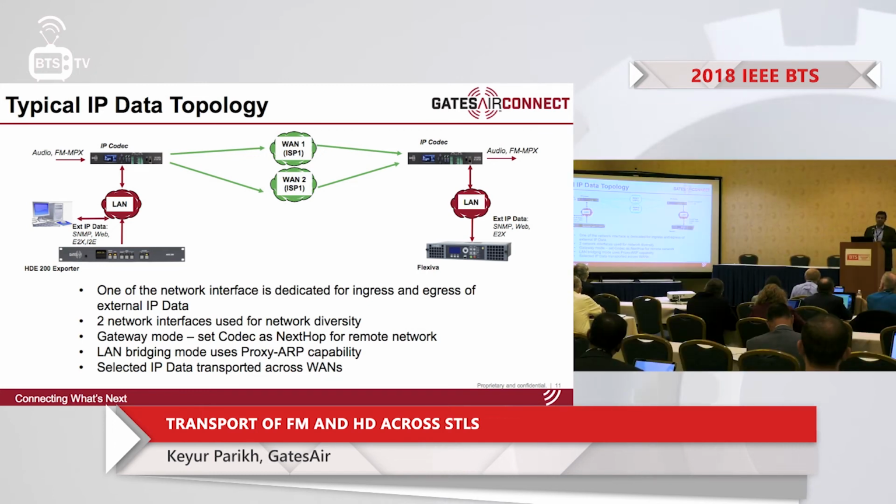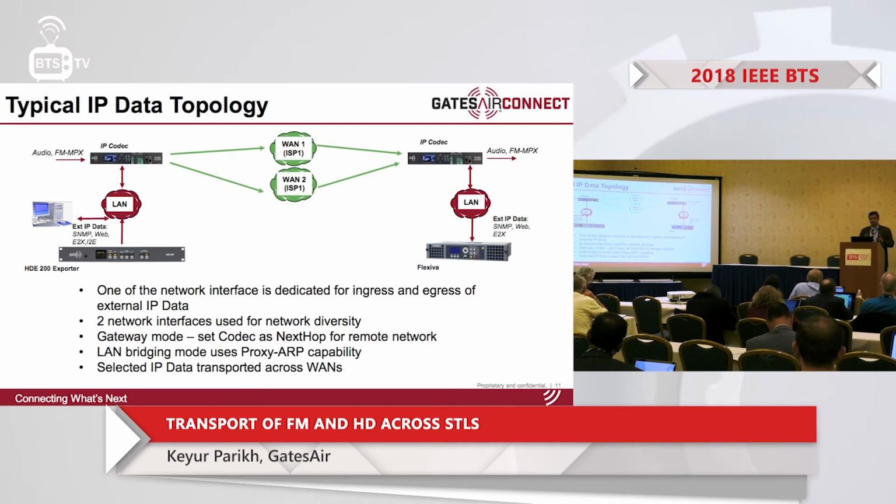And the proxy ARP or LAN extension mode, where your studio LAN is now extended all the way up to the transmitter site through the public network. So your exciter and your exporter appear to be on the same subnet. So either way, those packets arrive at the near-end codec and the selected packets.